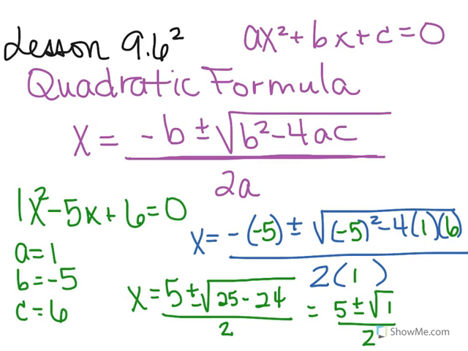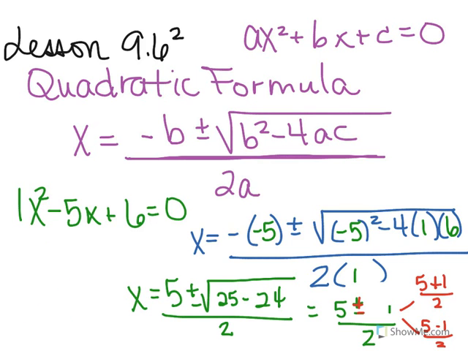What you do now is you say, okay, the square root of 1 is just 1, so I'm going to go ahead and erase my little root symbol. And then what you have to do is, because you have this plus or minus right here, you have to separate it. You need to do 5 plus 1 over 2 and 5 minus 1 over 2. And that is going to give you 6 over 2, which is 3, and 4 over 2, which equals 2. So you write your answer as x equals 2, 3, because you've got 2 answers.